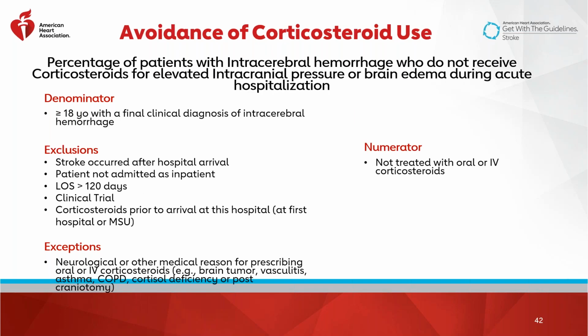Avoidance of corticosteroid use, this is an inverse measure. So this looks at all of your ICH patients and whether a corticosteroid was administered. There is a new variable that's captured within the tool that if there's a reason or rationale for using a corticosteroid for the ICH patients, so if they're asthma, COPD, some other type of reason, you can choose that, and that is an exception. And then the patients that pass into the numerator are the patients that are not treated.